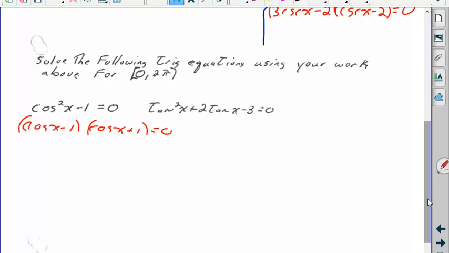Okay, so we factored it out. Well, I got it. What makes this one 0? What makes that one 0? So all we're doing is applying our understanding of the zero product theorem. What is that called? Doesn't matter. We're looking for where cos x is equal to 1 and where cos x is equal to negative 1.